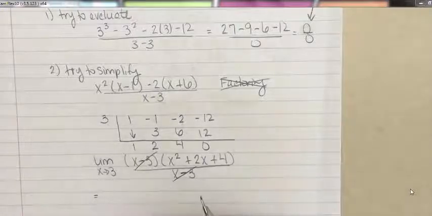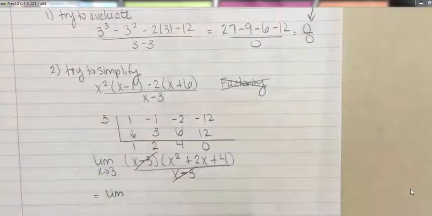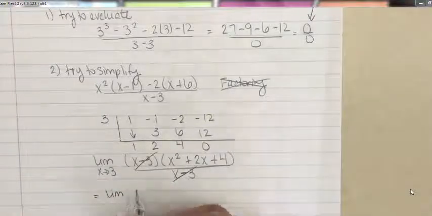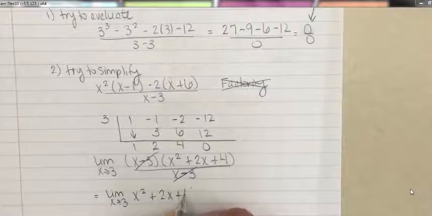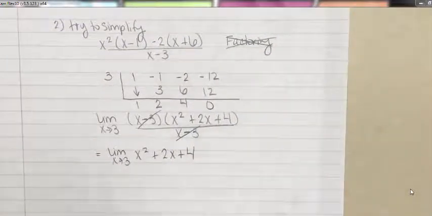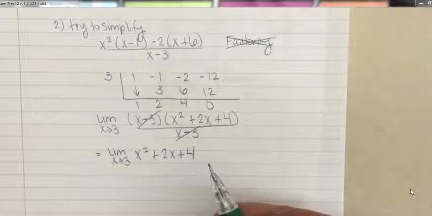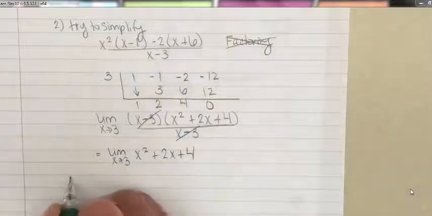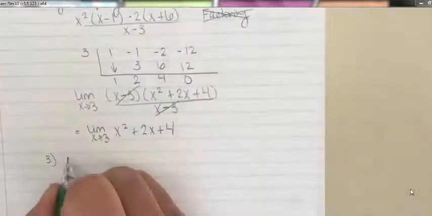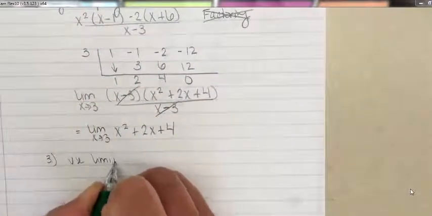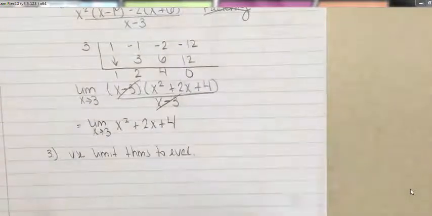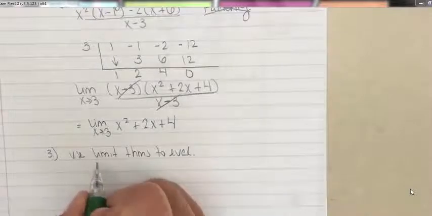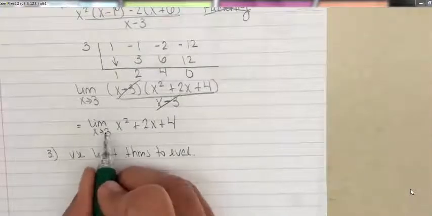So from here I'm just going to leave it like that. Limit as x goes to 3 of x squared plus 2x plus 4. Then I'm just going to substitute now. So synthetic division worked, and my last step is to use the limit theorems to evaluate. I'll abbreviate. All right, so then I'm going to end up with this right here.